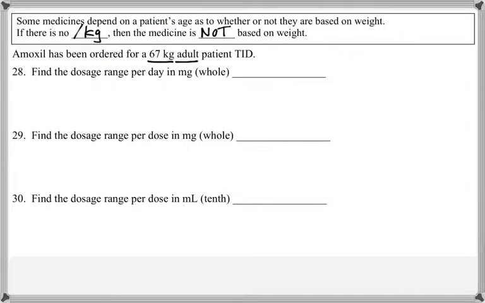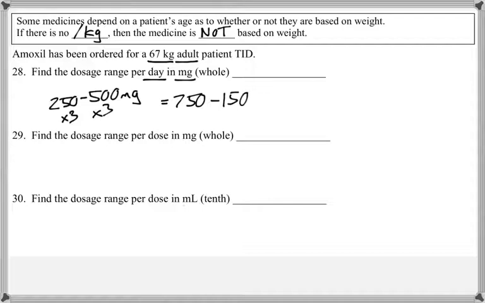So 28 says find the dosage range per day in milligrams. So the 250 to 500 milligrams, I need to multiply that by 3, and that's going to get me 750 to 1,500 milligrams.